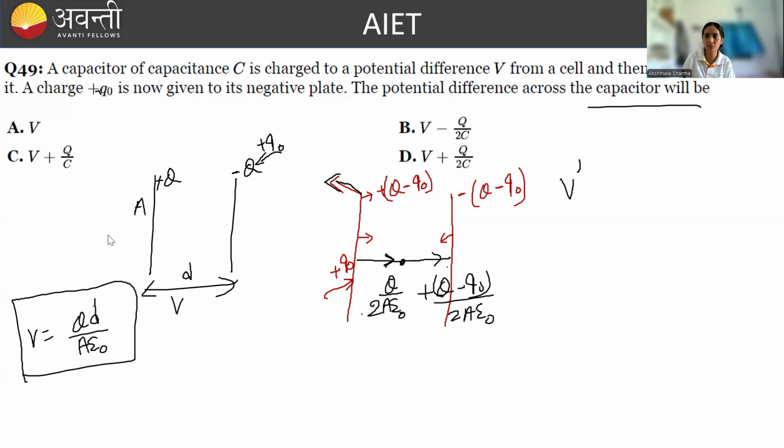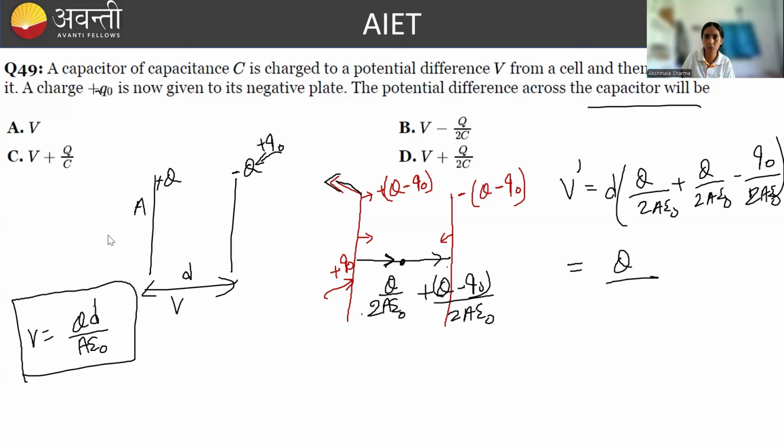What will be the new potential difference? So the total new electric field is q by 2a epsilon naught plus q by 2a epsilon naught minus q naught by 2a epsilon naught, into what will you do? D. Electric field into D. So if you see here, this will become q d by a epsilon naught minus q naught d by 2a epsilon naught. Okay? So this is q d by a epsilon naught, and here I didn't write epsilon naught, 2a epsilon naught. Okay? So epsilon naught a by d will become equal to how much?